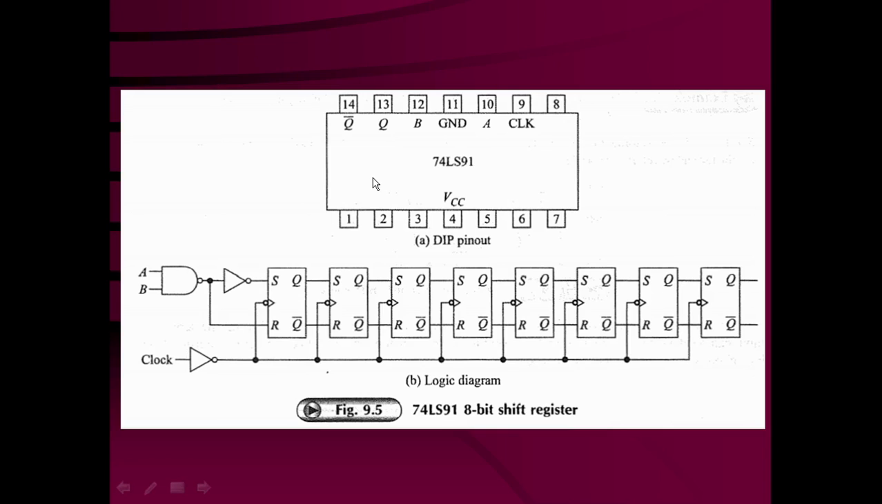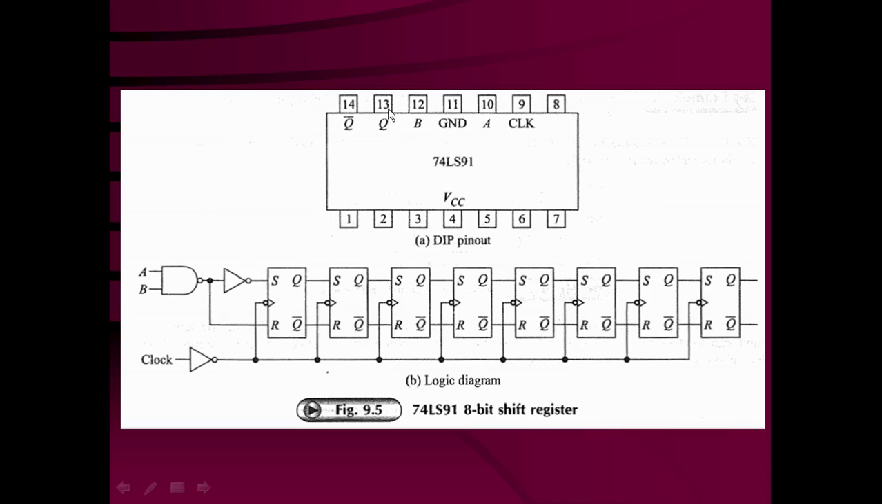This is the IC, you can see that. This is a 14-pin IC. Because it is a TTL IC, VCC equal to plus 5 volt regulated will be there. Pin number 4 is VCC and pin number 11 is the ground, where the power supply is supposed to be connected. There will be 2 data inputs here, made from this NAND gate: A and B. Pin number 10 is input A and pin number 12 is input B.